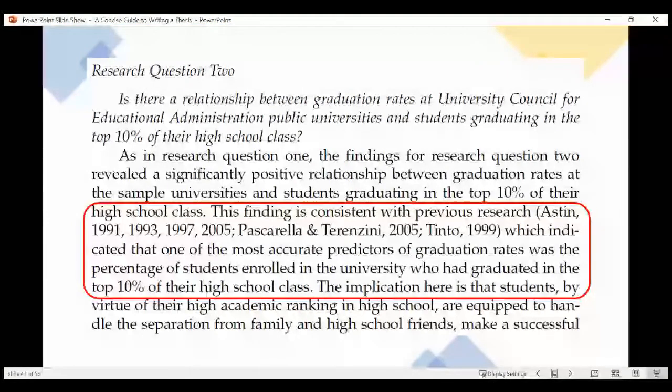Look at this here, this author. This finding is consistent with previous research, which indicated that one of the most accurate predictors of. Now the author starts explaining and analyzing his or her finding here.